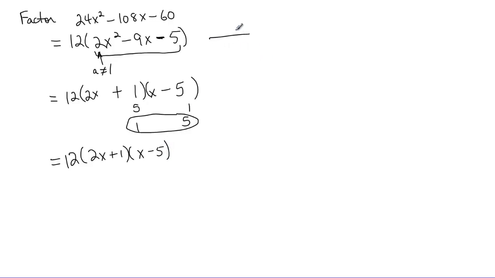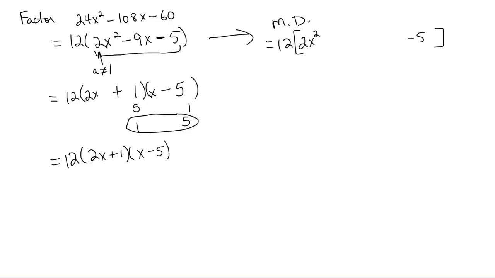Now, if you had opted to go method of decomp instead, this 12 that's sitting out front has to stay sitting out front. However, to be neat, to organize your work, use some extra brackets. This trinomial inside of here, 2x squared and a minus 5, I need to break down that minus 9x into 2 pieces.